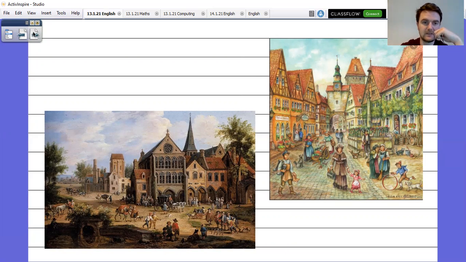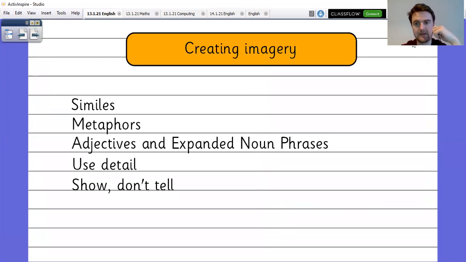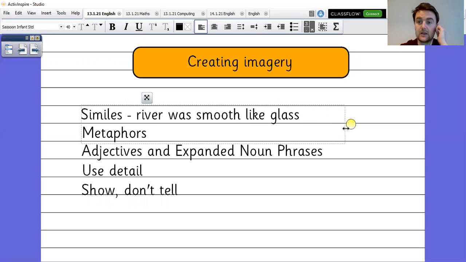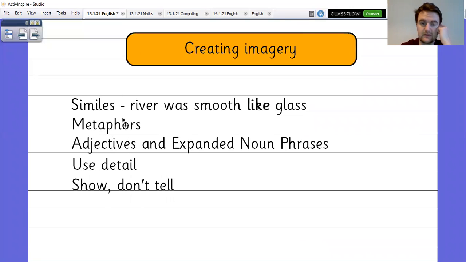So how can we create imagery in a setting description? There are a few different ways that we can do that, and these are the sorts of things that I'm looking for in your work. So we could use similes. An example of that is the river was smooth like glass. A simile is where you're saying that something is like something else. So that's a really effective way of showing imagery.